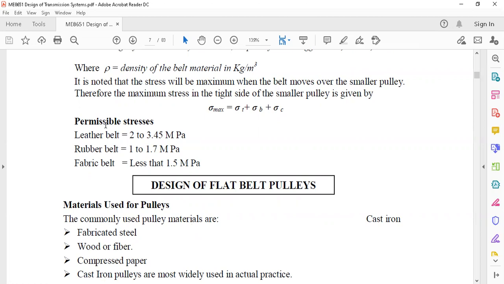For a leather belt drive, it is around 2 to 3.4 megapascal. For a rubber belt drive, it is around 1 to 1.7 megapascal, and for a fabric belt, it is less than 1.5 megapascal.